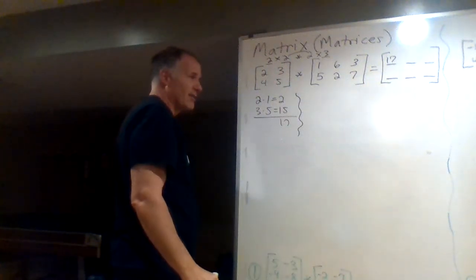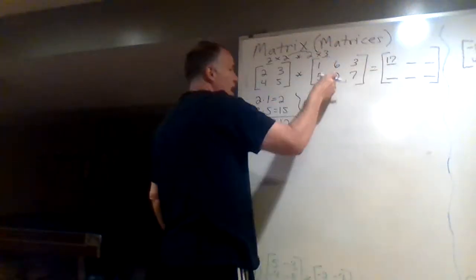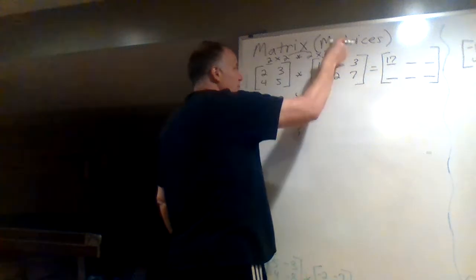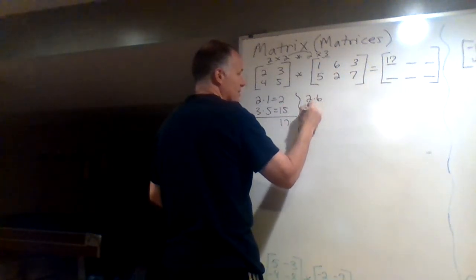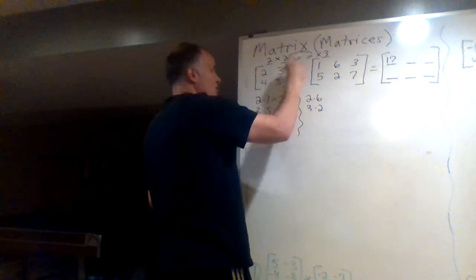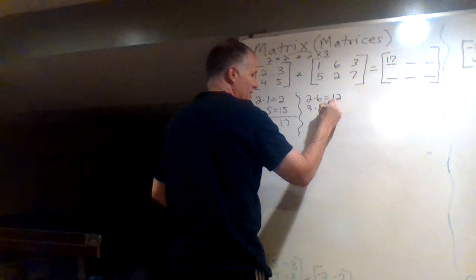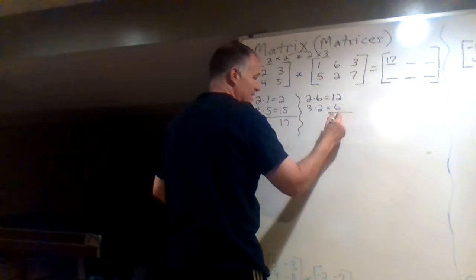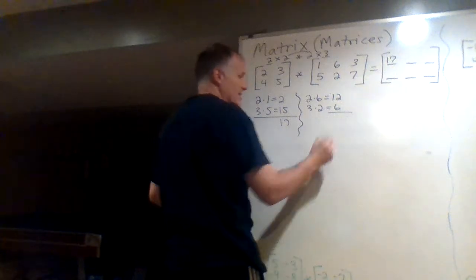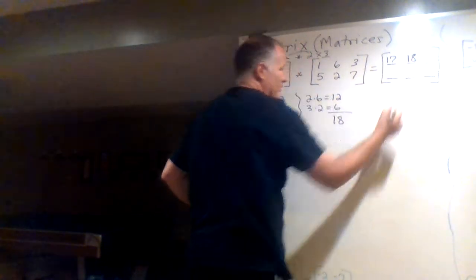Now I'm separating. Row 1 down column 2 now. So 2, 3 down 6, 2. So 2 times 6, 3 times 2. 2 times 6 is 12. 3 times 2 is 6. 12 and 6 added together is 18. There's that answer in that one.